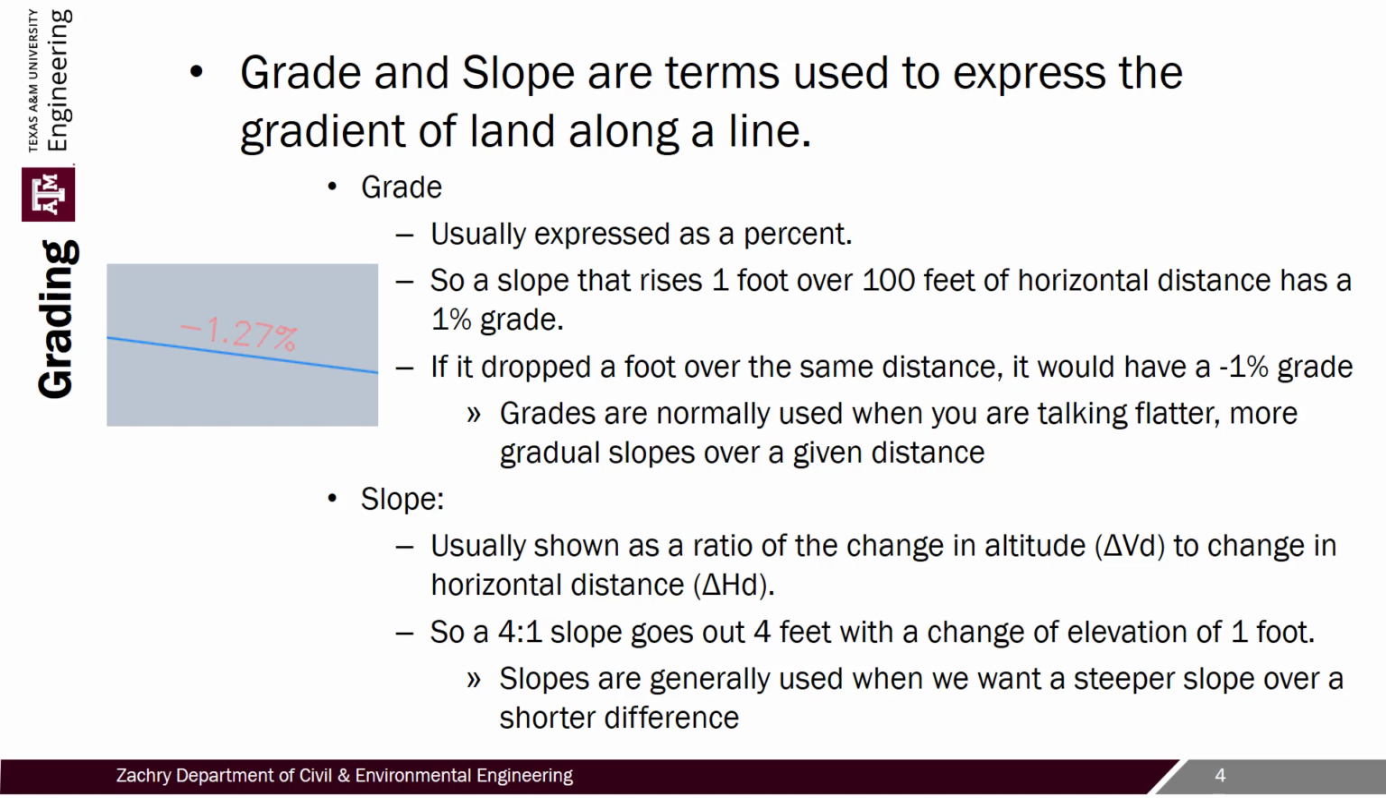Slope, on the other hand, is shown as a ratio. A 4-to-1 slope means I go out 4 feet and drop 1. A 2-to-1 slope means I go out 2 feet and drop 1. A 1-to-1 would be basically a 45-degree angle. So we're talking about a much steeper slope whenever we say we're adding a slope to something.